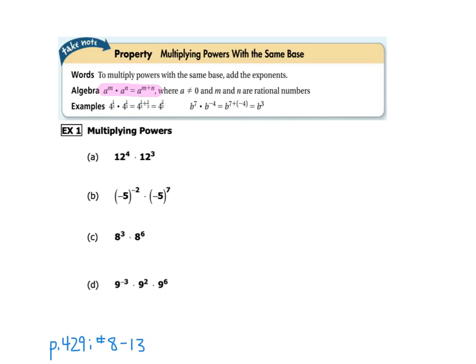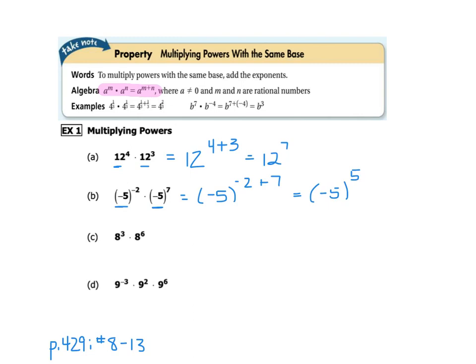So let's go here to example A. And in example A, notice I do have the same base. I have 12s. So I can use this rule. So this is going to equal 12 to the 4 plus 3 power, which will give us 12 to the 7 power. In the second example, I've got negative 5 as my base. So I can rewrite this, keeping my negative 5 in parentheses. Add my exponents. I've got negative 2 plus 7. That's going to give me positive 5. So this is negative 5 to the positive 5 power.